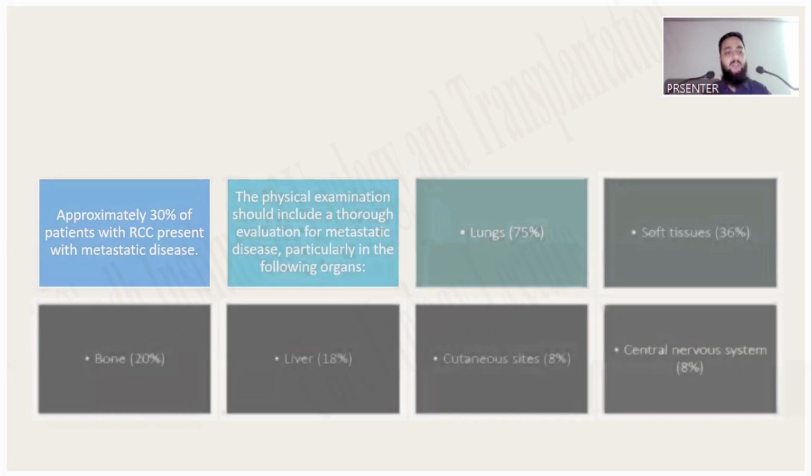Approximately 30% of patients with RCC present with metastatic disease. The physical examination should include a thorough evaluation for metastatic disease, particularly in the following organs: lungs, soft tissues, bone, liver, cutaneous sites, and central nervous system. Lungs are the most common, at 75%.